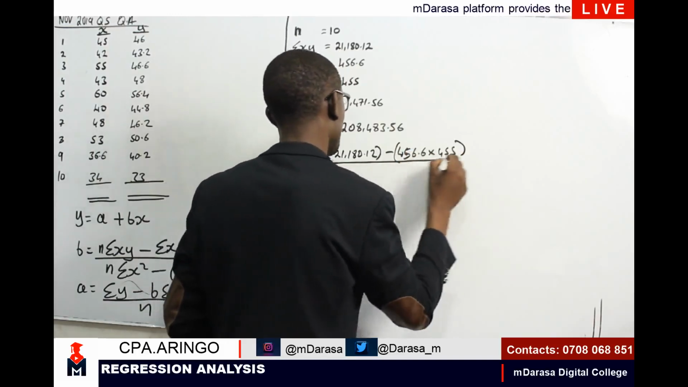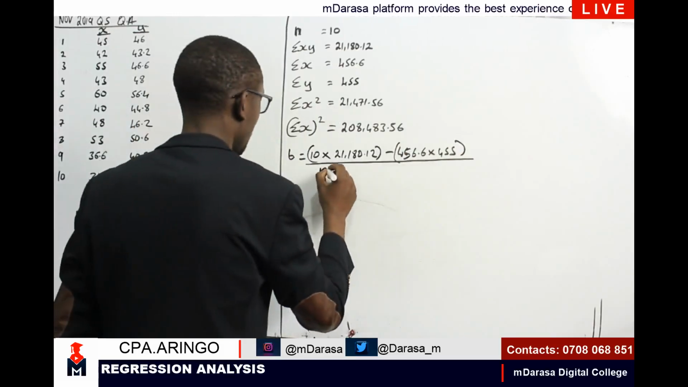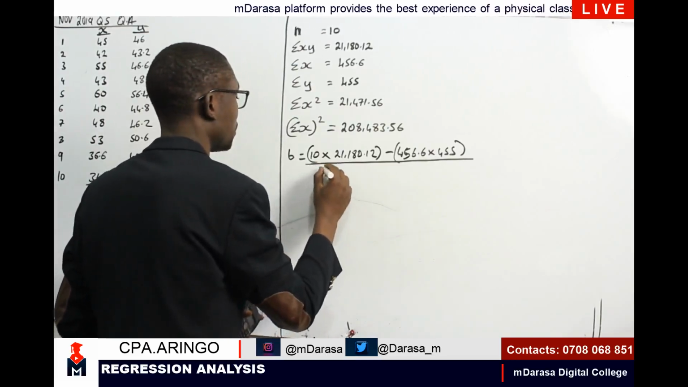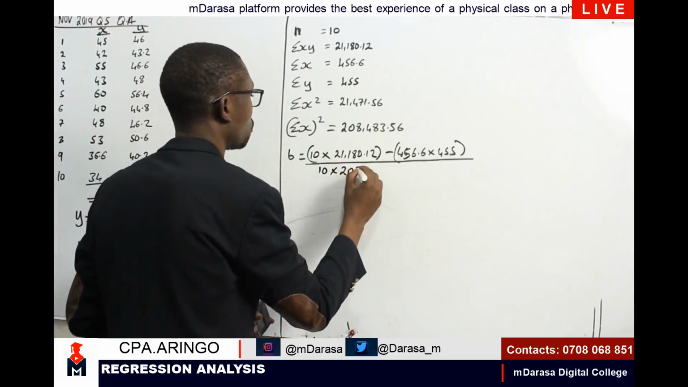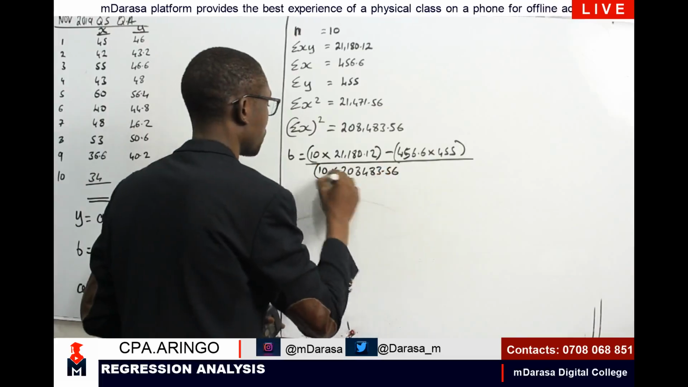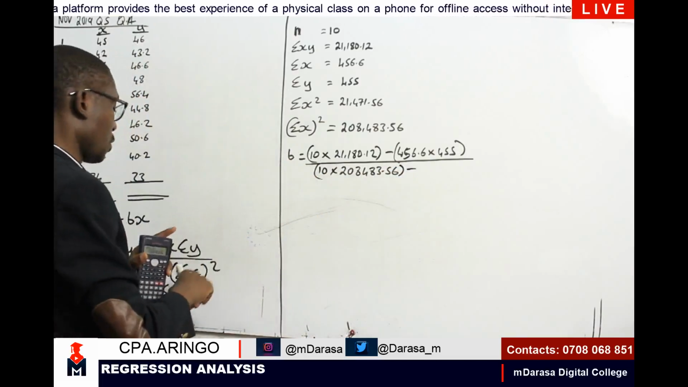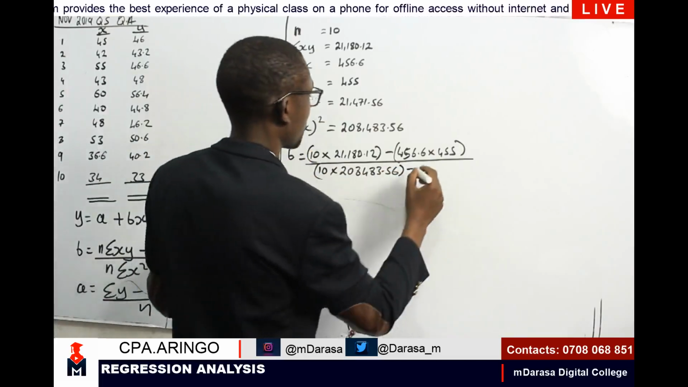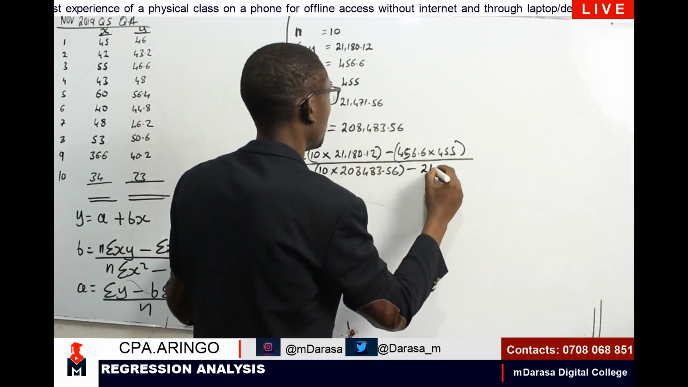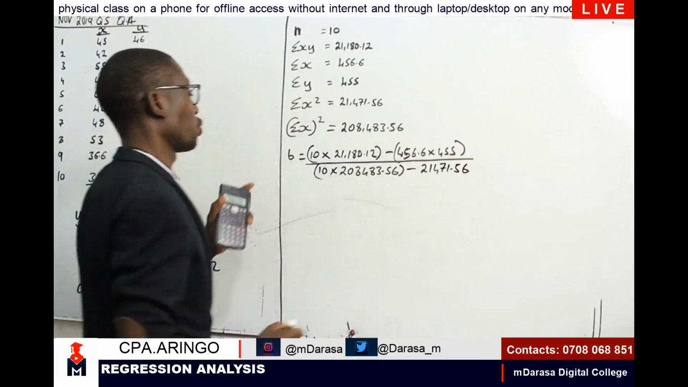Then I need to divide all this by what? N, summation of X squared, so we are talking of 10, times summation of X squared, which is 208,483.56. We less summation of X, then we square. Summation of X squared, we're having 21,471.56. So that is what you should be having.